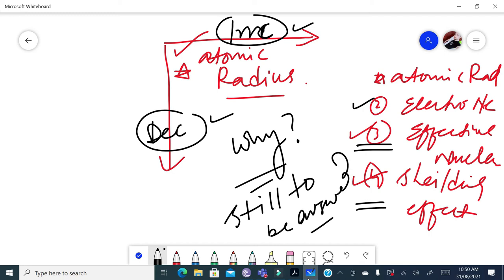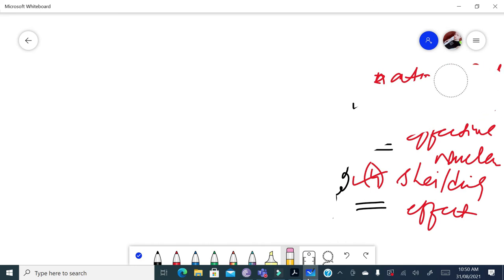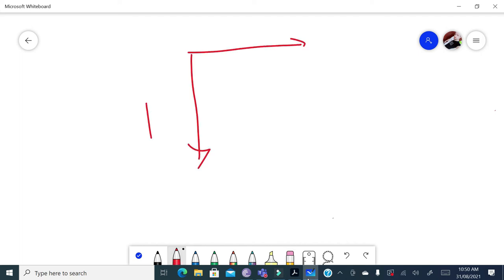Okay? Atomic radius, there's an increase across the period and there's a decrease down the group. Hold on, what did I write? Atomic radius, there's an increase here, sorry, and there's a decrease here. Okay, this is for the atomic radius. Maybe I think I've written in a different way.